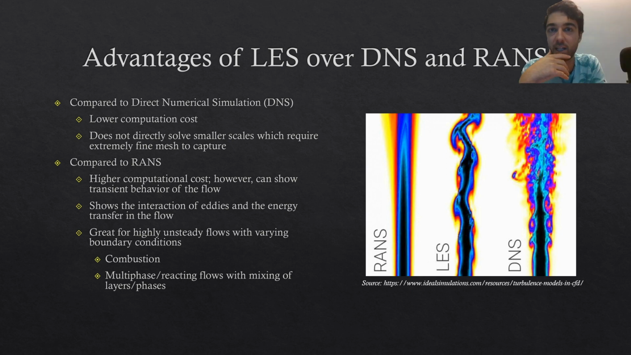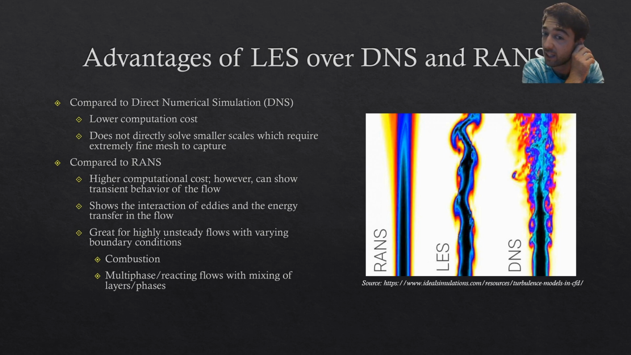Like I said, the Reynolds averaged Navier-Stokes equations can show transient behavior, yet not as fine as large eddy simulation, since RANS is all about averaging through time. Also, large eddy simulation shows the interaction of eddies and energies transferred in the flow, which is again great for determining the transient behavior of the flow. And it's great for highly unsteady flows with varying boundary conditions, which we will have in this tutorial. There are a few examples such as combustion and multi-phase reacting flows with mixing of layers and phases.